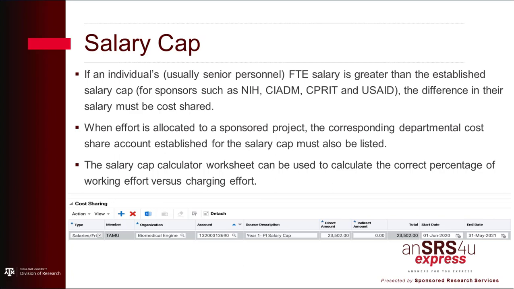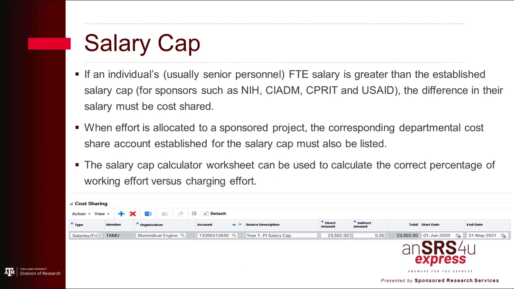Now, this isn't always reportable cost share to a sponsor, but we do still have to track it for audit purposes and as a requirement of the project. So when we're looking at both a costing allocation or a PCT, we are using the salary cap calculator worksheet, which we'll go over, to calculate the correct percentage of working effort versus how much should be charged to the different accounts.